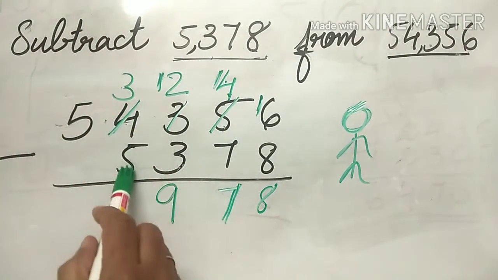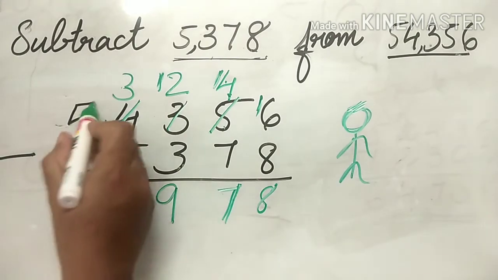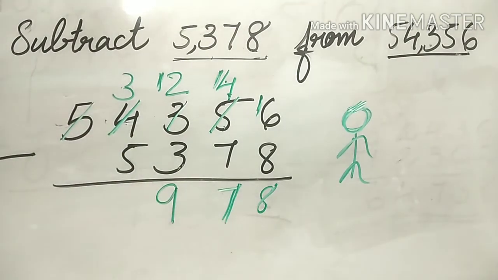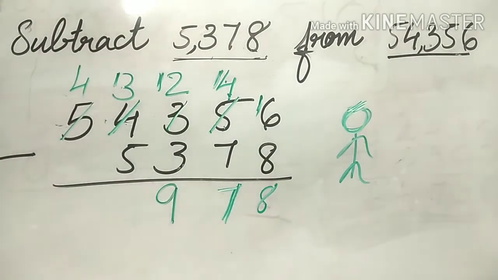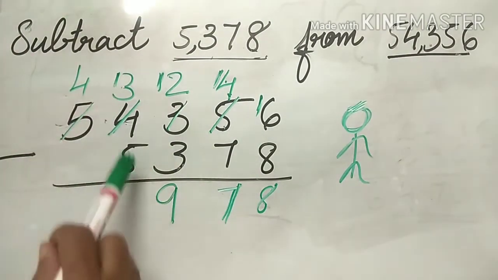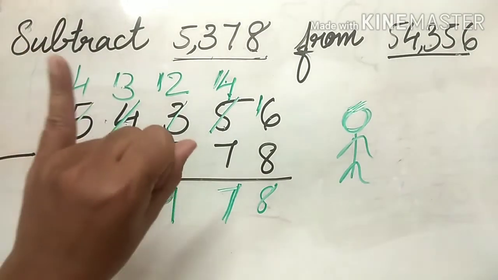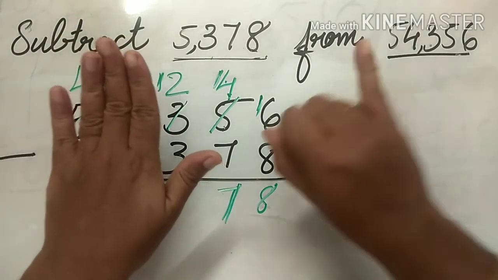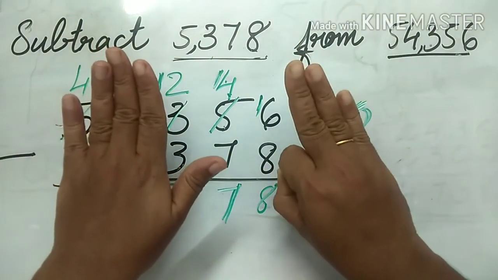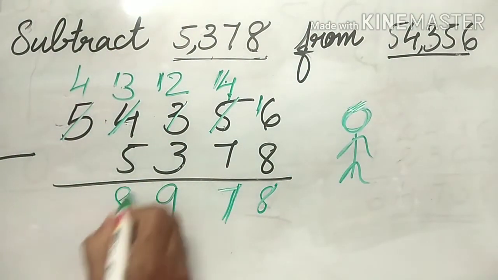Now 3 minus 5. Again it is not possible. So we will share with this. 5 becomes 4 and 3 becomes 13. How will you count? From after 5 till 13. After 5, 6, 7, 8, 9, 10, 11, 12, 13. How many fingers? 8 fingers. So 8 is your answer.